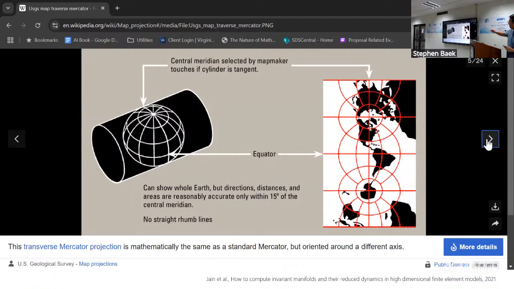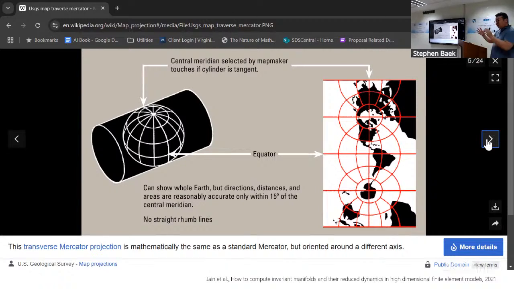projections like this is called a transverse Mercator projection. So instead of stretching and cracking open the North Pole and the South Pole, we're actually cracking open the equator. We're making the projection in the same way, but in a transverse direction is what's happening over here.